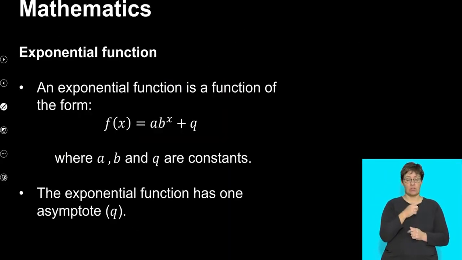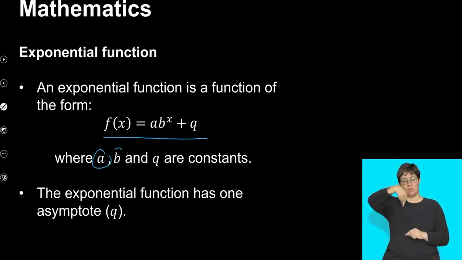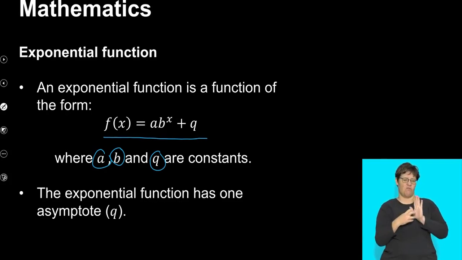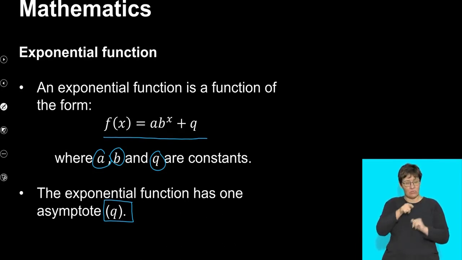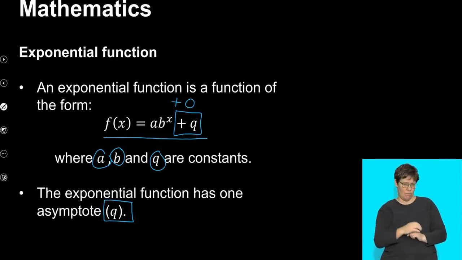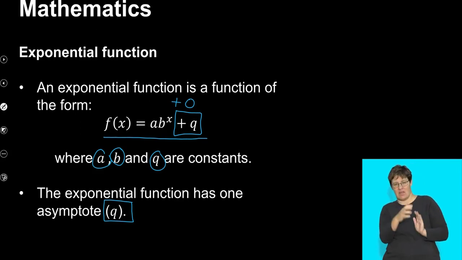Firstly, what we need to do is remind ourselves of what an exponential function is. This is a function of the form f(x) = ab^x + q, right? Where a, b, and q are just constants of the graph. And normally we know that this only has one asymptote, which is q. At times they don't write anything there for q. It simply means it's plus 0. So you will find that the graph cannot cross the y-axis when that is the case. But we will see that with the graphs that we are going to try and draw.